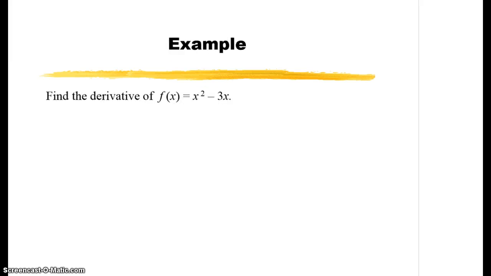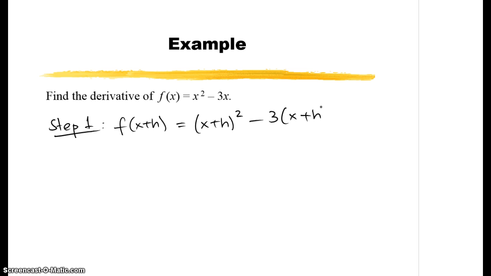Let's do an example of this. Find the derivative of f of x equals x squared minus 3x. Let's use the four-step process. So step 1 would be to find f of x plus h. And what does that mean? It means every time I see x, I'm going to replace it with x plus h. And let's see what I get. I get x squared plus 2xh plus h squared minus 3x minus 3h.